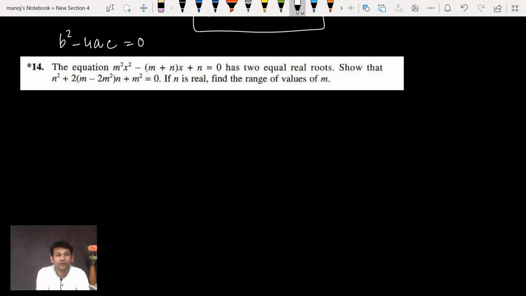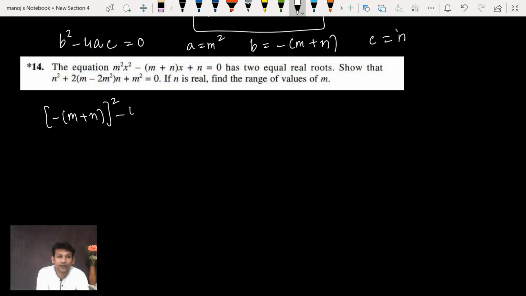Now, when you see this equation, a is m square, b is minus (m plus n), and c is n. So when we apply b square minus 4ac, b is minus (m plus n) whole square, minus 4 times a, which is m square, and c is n, equals to 0. I have to prove this part.